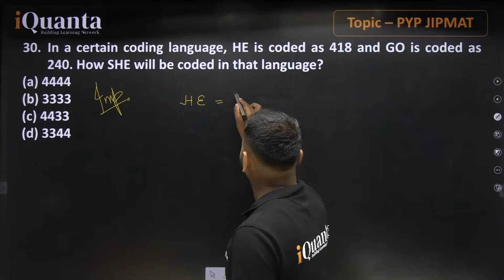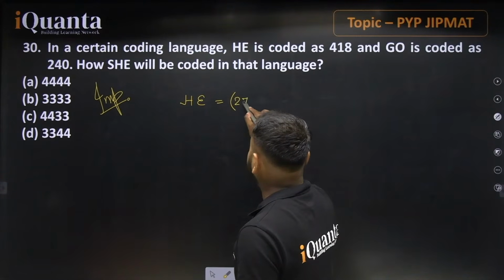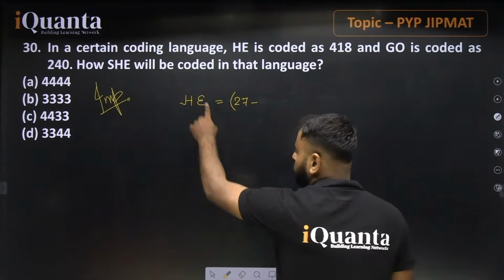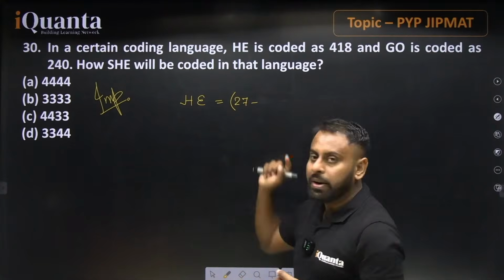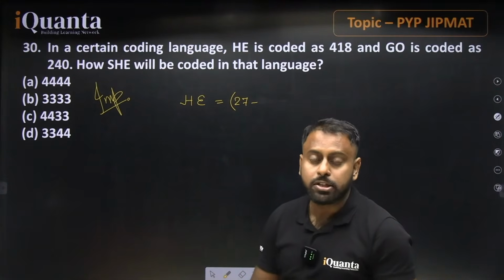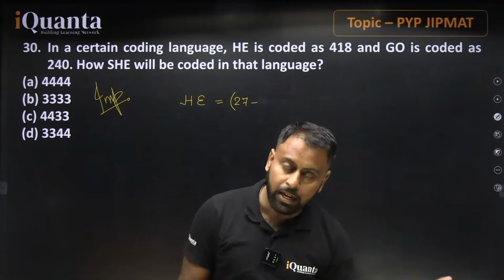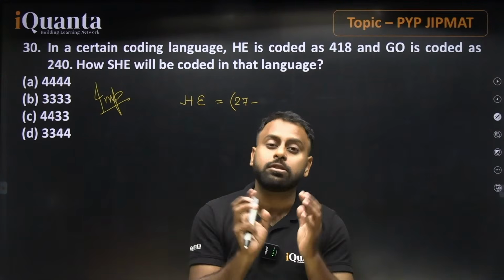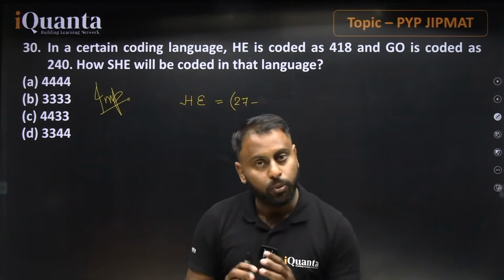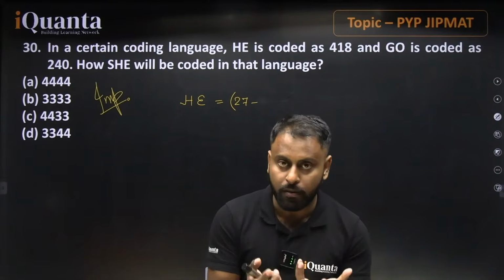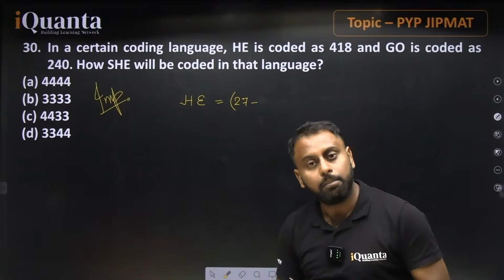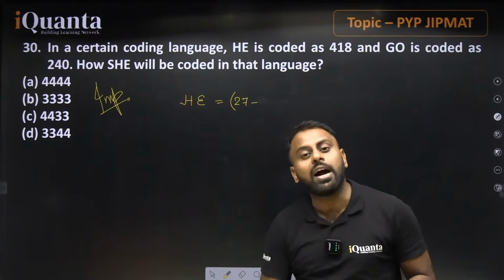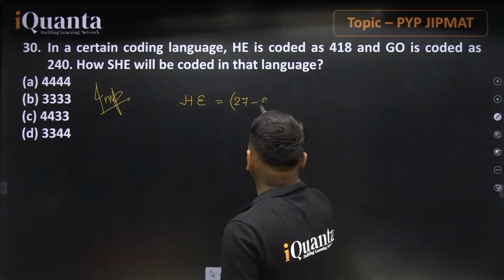How can you solve this? Just 27 minus what? The place of H from starting is what? Why are we taking 27 here? As I told you, if you are going to find the rank from behind, you just have to take total plus 1. So total number of alphabets we have is 26, and we have one more extra, we'll take 27. So 27 minus the rank of H from the starting, and the rank of H is 8, correct?